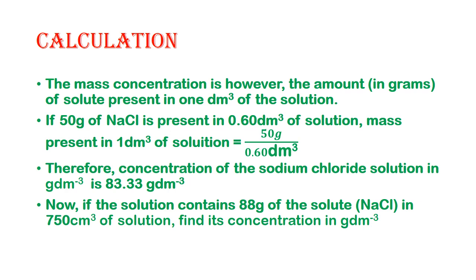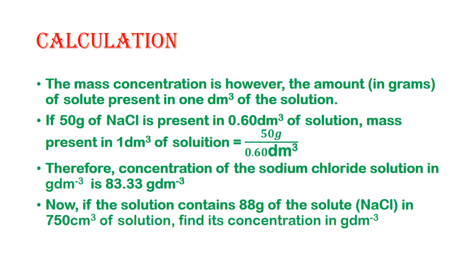Or you can just go straight and write the mass divided by the volume. The mass of the solute divided by the volume of the solution. That should give us the amount in gram present in 1 dm cube. That is 50 gram divided by 0.60 dm cube. That will give us 83.33 gram per dm cube.